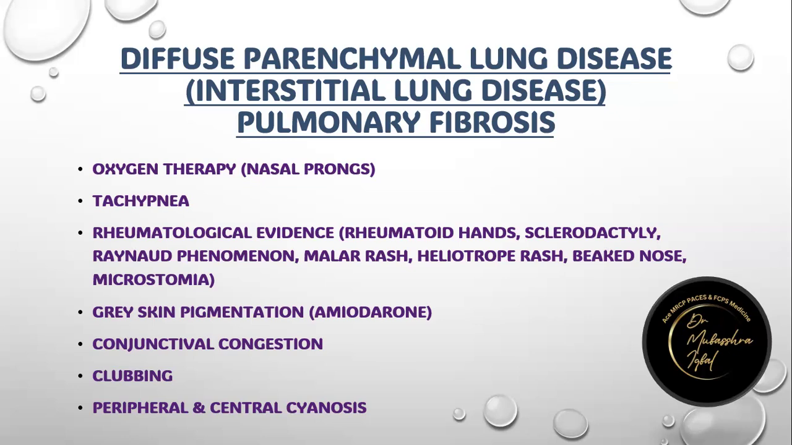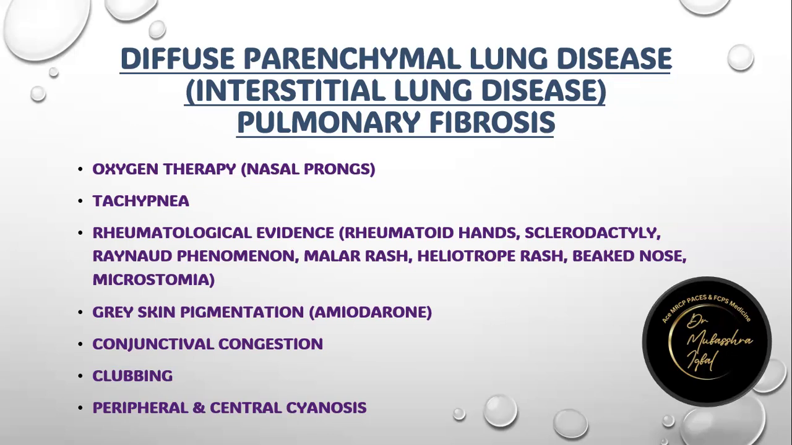So what positive findings can you get in case of diffuse parenchymal lung disease? There will be an oxygen cylinder. The patient might be taking oxygen by nasal prongs. The patient will be tachypnoeic. There might be evidence of rheumatology, like rheumatoid hands in the form of rheumatoid arthritis, or systemic sclerosis: sclerodactyly, Raynaud's phenomenon, tightening of skin, or SLE: malar rash, heliotrope rash if it is a case of dermatomyositis, and beaked nose and microstomia if it is a case of systemic sclerosis.